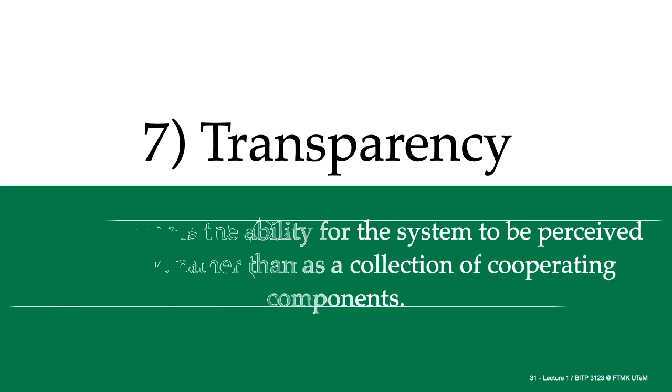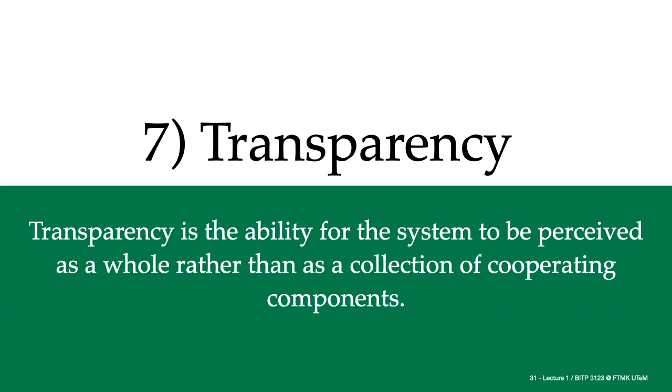The seventh characteristic is transparency. Transparency is referring to the ability for the system to be perceived as a whole rather than a collection of cooperating components. Transparency is important to be perceived as user-friendly and easy to use. There are some aspects that we need to consider when we design the transparency of the system.